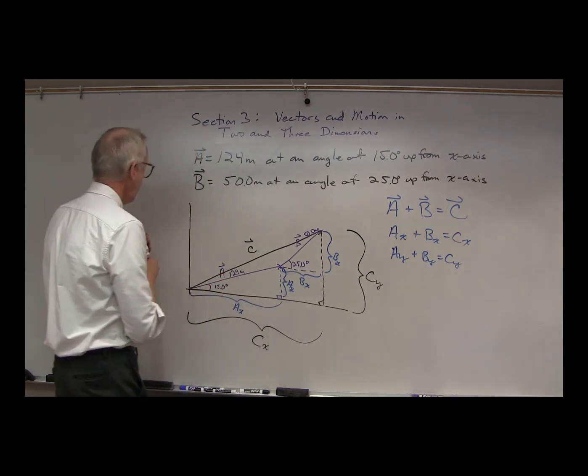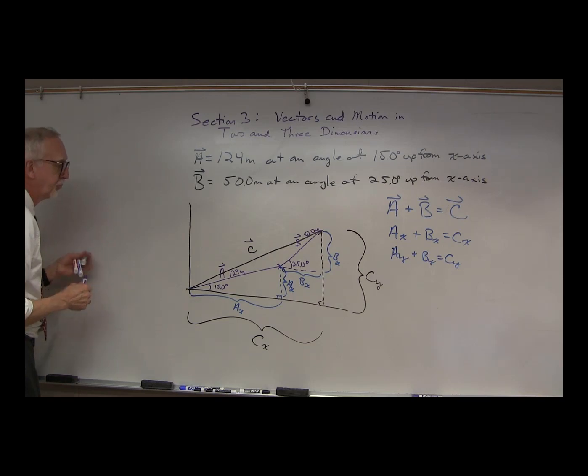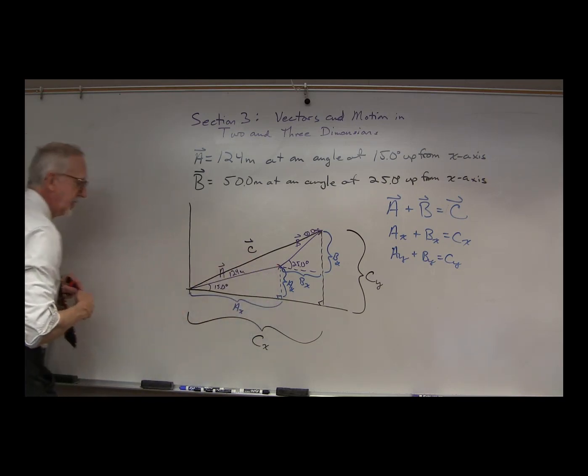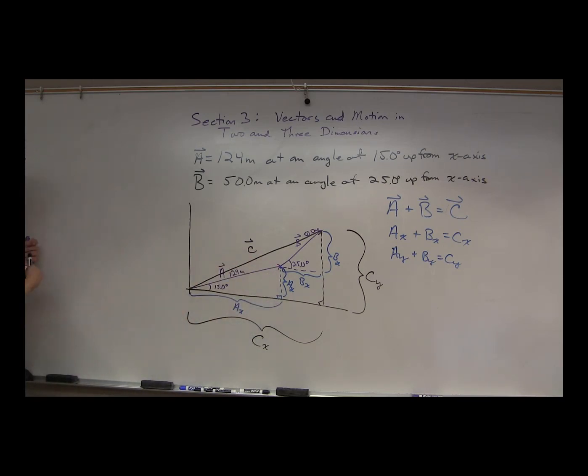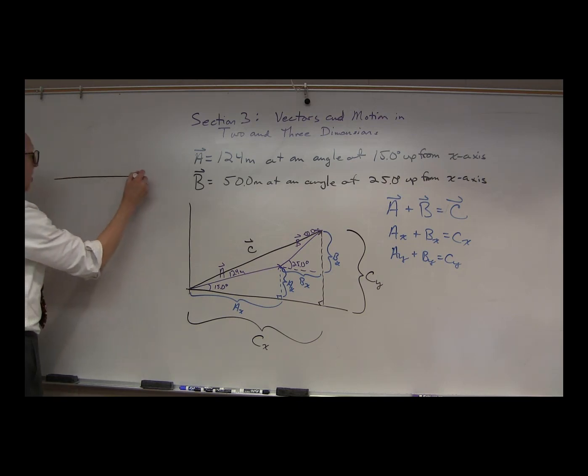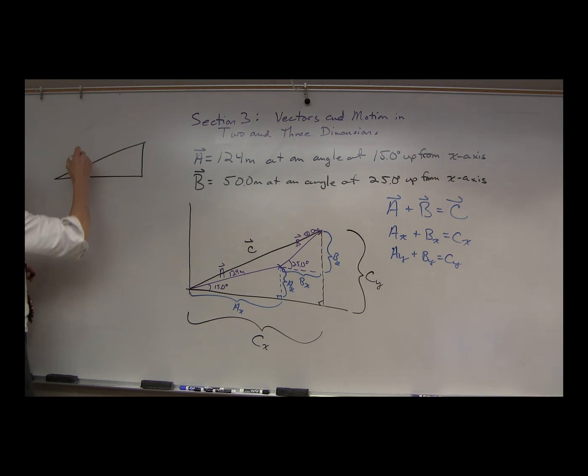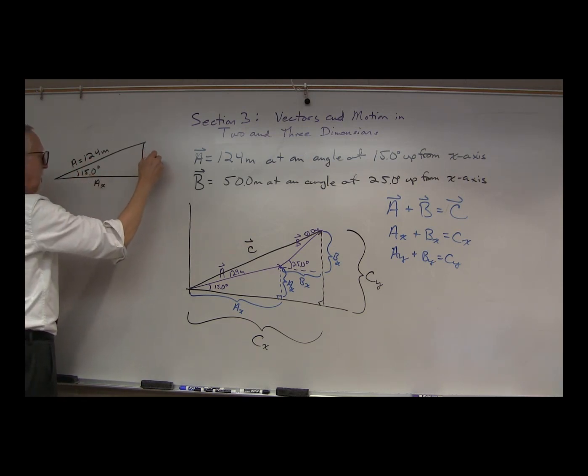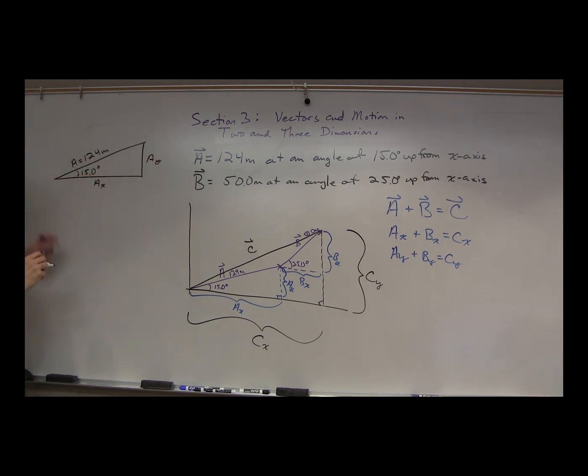Well, got some room over here. Let's look at AX and AY. So we've got a triangle that looks like this. The length of this is A, which is 124 meters. And this is 15 degrees. This is AX, and this is AY. What is the cosine of 15 degrees?